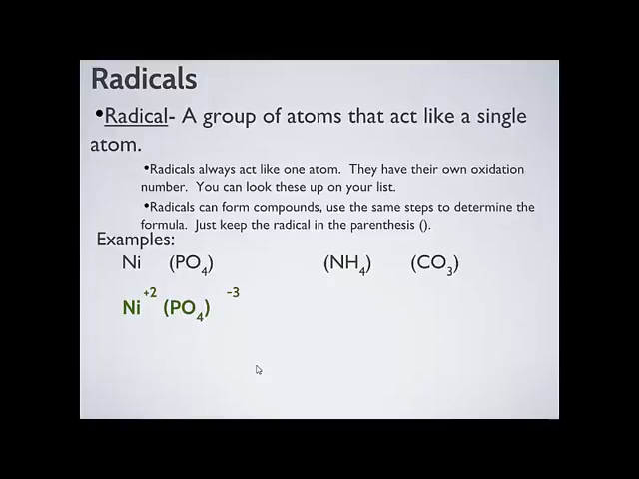Again, here's our little crisscross method. And what we get is Ni3. The 3 comes here. The 2 comes here outside the parentheses. PO4. Okay, so nickel phosphate: Ni3, PO4 in parentheses, 2. Here I have 2 radicals combining to form a compound.